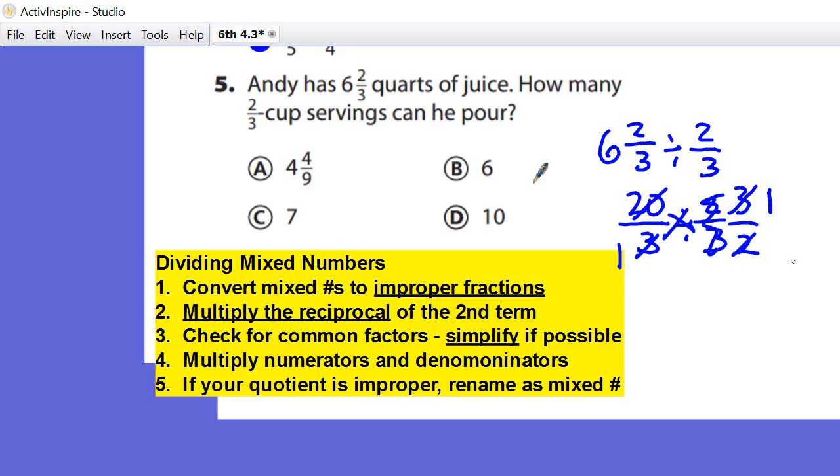And 2 and 20 share a factor. 2 goes into 20 10 times. 2 goes into itself once. You can see your numerators are 10 times 1, and your denominators are 1 times 1. 10 over 1 is the same as 10 whole. The answer is D.